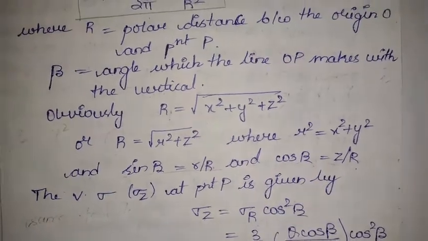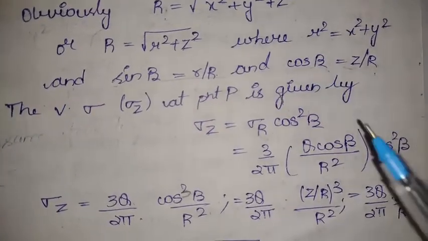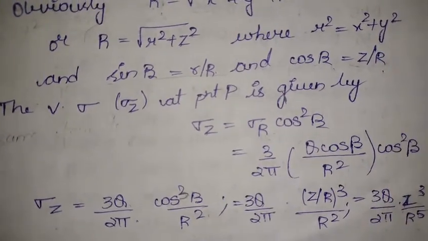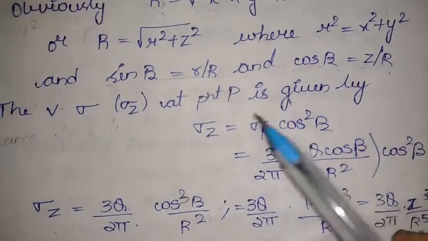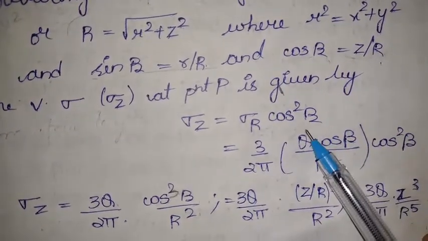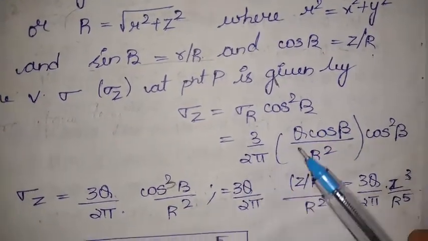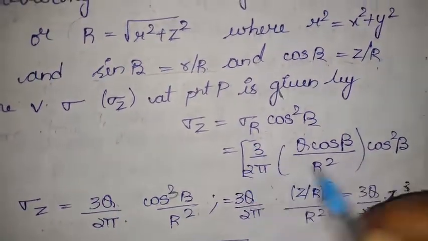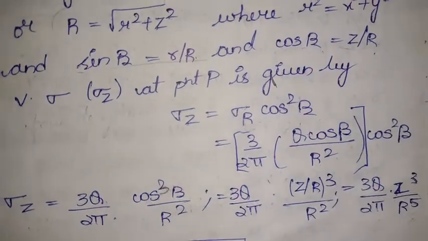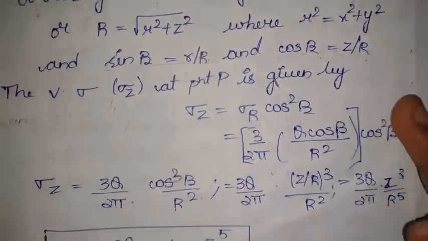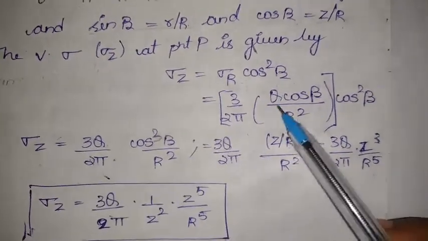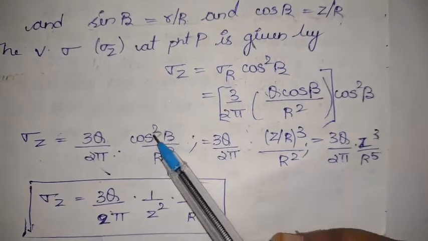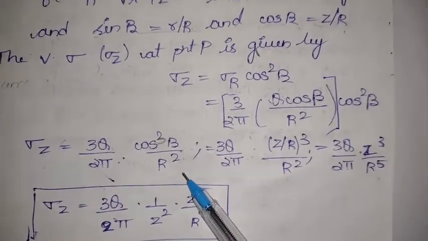The vertical stress at a point P is given by sigma z is equal to sigma r cos square beta. We know sigma r is equal to 3 by 2 pi q cos beta by R square, multiplied by cos square beta. So sigma z is given by 3q by 2 pi into cos beta into cos square beta, so it is cos cube beta by R square.